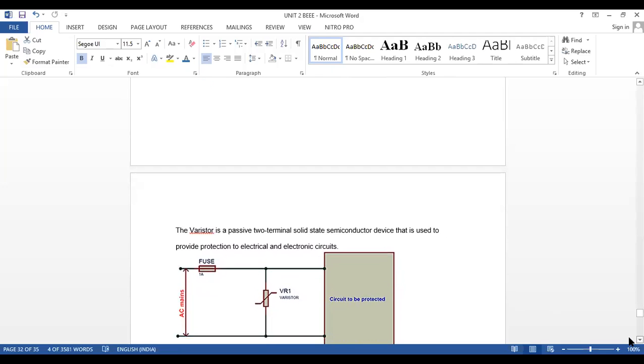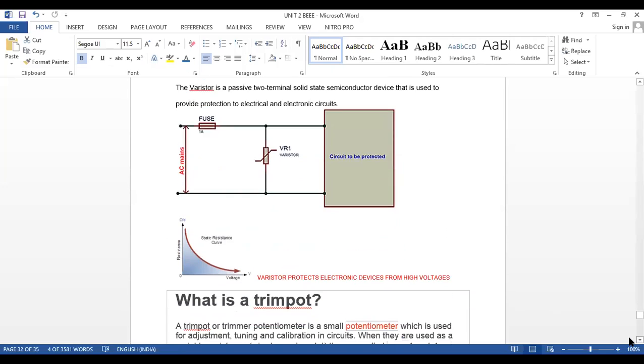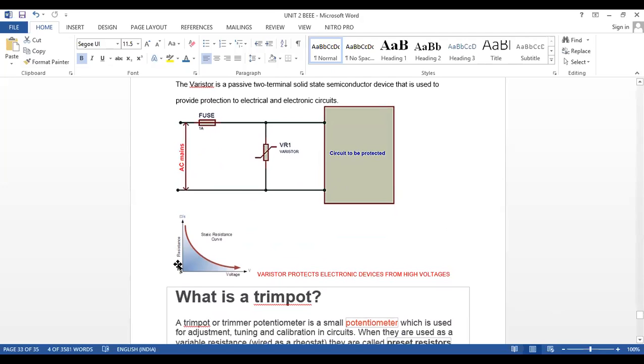Now you can see here the graph. So the resistance of the varistor changes in an opposite direction to the voltage. Both are inversely proportional. Initially the resistance is maximum when the voltage is less. The resistance decreases as the voltage value increases.